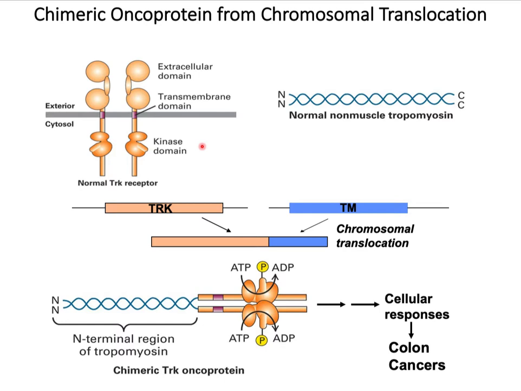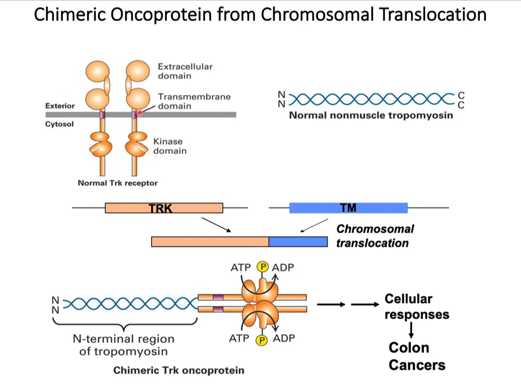Here is an image in its normal state. So this is a product of proto-oncogene. So it's not mutated, and this receptor is known as the TRK receptor. And it is a typical tyrosine kinase receptor with an extracellular domain and transmembrane domain, and the kinase domain, and it behaves exactly like the receptor tyrosine kinases. It binds to the ligands, dimerizes, activates RAS, and so on.